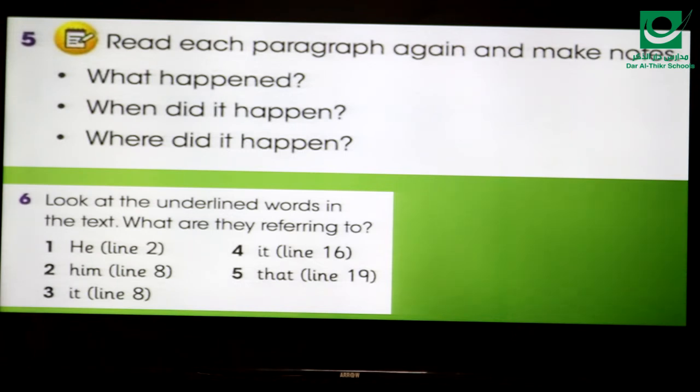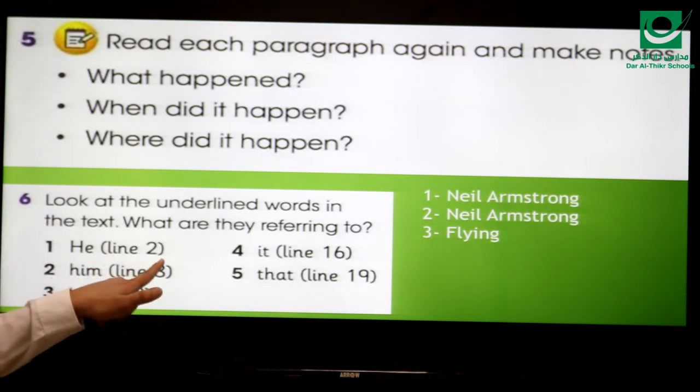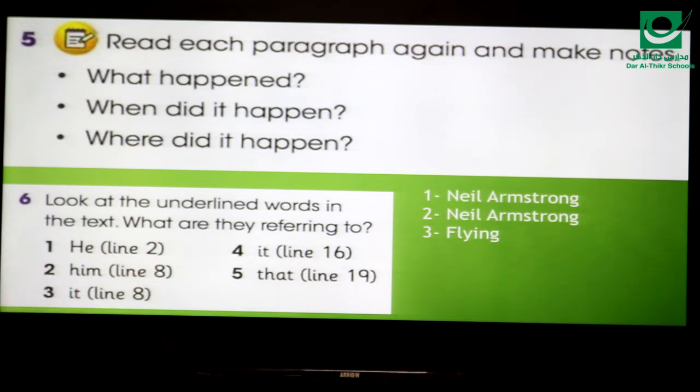He. What do you mean by this pronoun? He refers to, yes, Neil Armstrong. Number 2, him. Who's him? Again, the same person, Neil Armstrong. Number 3, it. What do you mean by it? Flying. Where are they? They are in line 2, and him in line 8. Of course, it again in line 8.